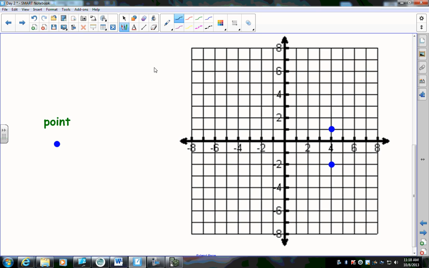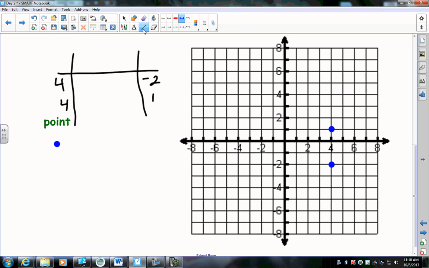Okay, so let me see my table here. Not the same thing. 4, negative 2, and 4, 1. Now, if I go to draw my line, instead of a horizontal line, it's a what? It's a vertical line. Okay, this is a vertical line.